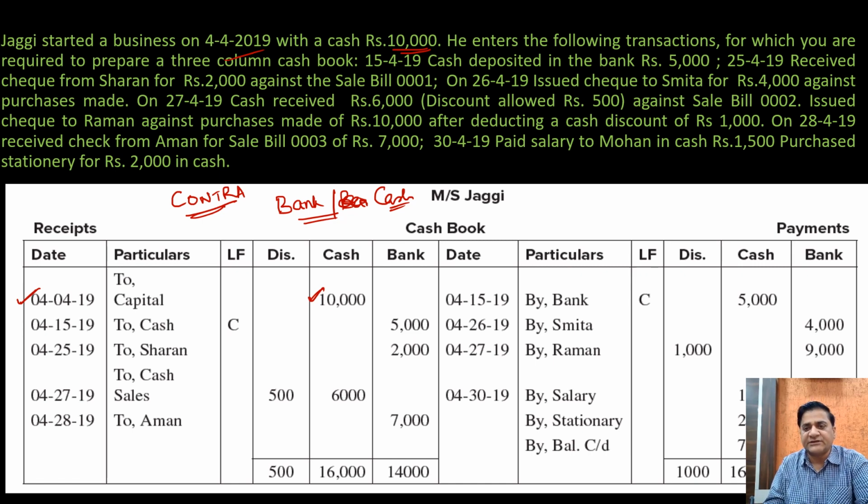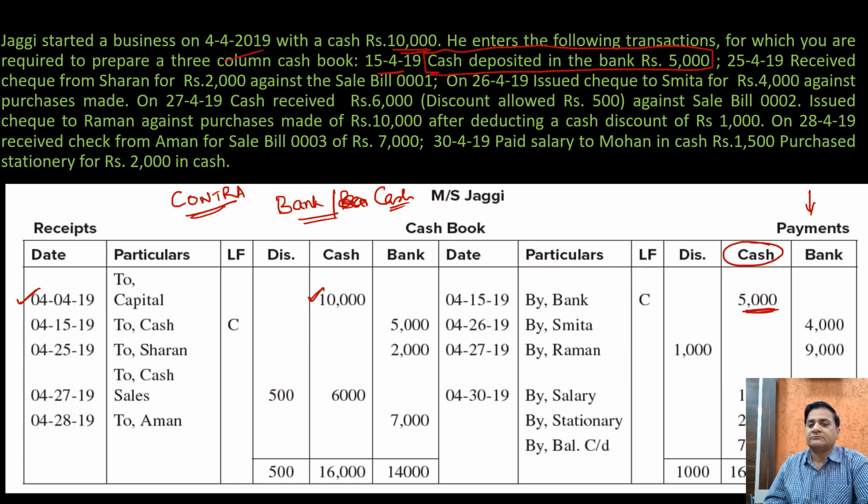Enters the following transactions for which you are supposed to prepare three column cash book. 15/4, cash deposited in the bank. Here it is. Cash deposited into bank, 5,000. Which means both the accounts, namely cash as well as bank, have to be affected simultaneously. Cash has been deposited, which means cash has gone out. Whenever the cash goes out, you record that on the payment side. Here it is. Under the cash column, you show 5,000 rupees.